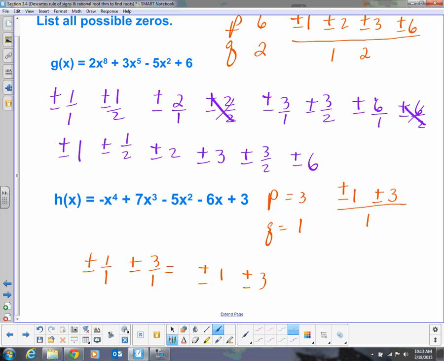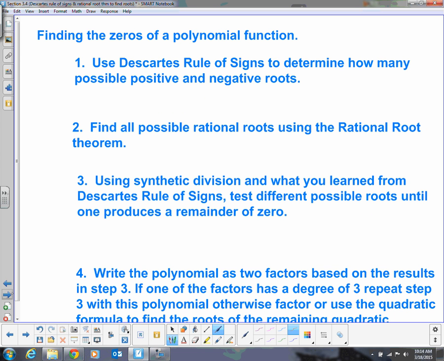Any questions on how to find all the possible zeros? Right, this is a test question where you just list all the possible zeros, okay? I need to know that you know how to do that. Okay, so now, here we go.